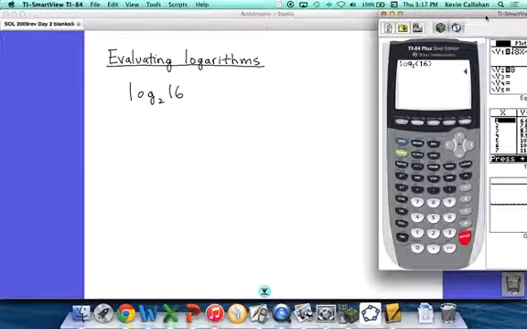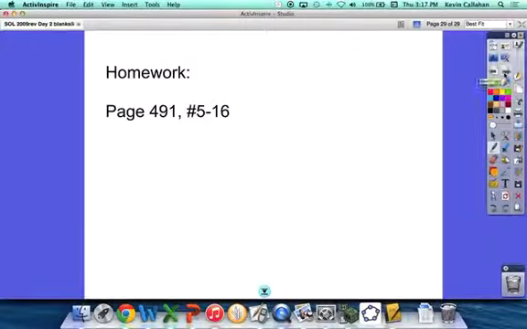Okay. So the homework is on page 491. It's mostly transformations of logs and exponentials, but there is a little bit of converting from one to the other, and there's a few that are evaluate, and they might have different bases.